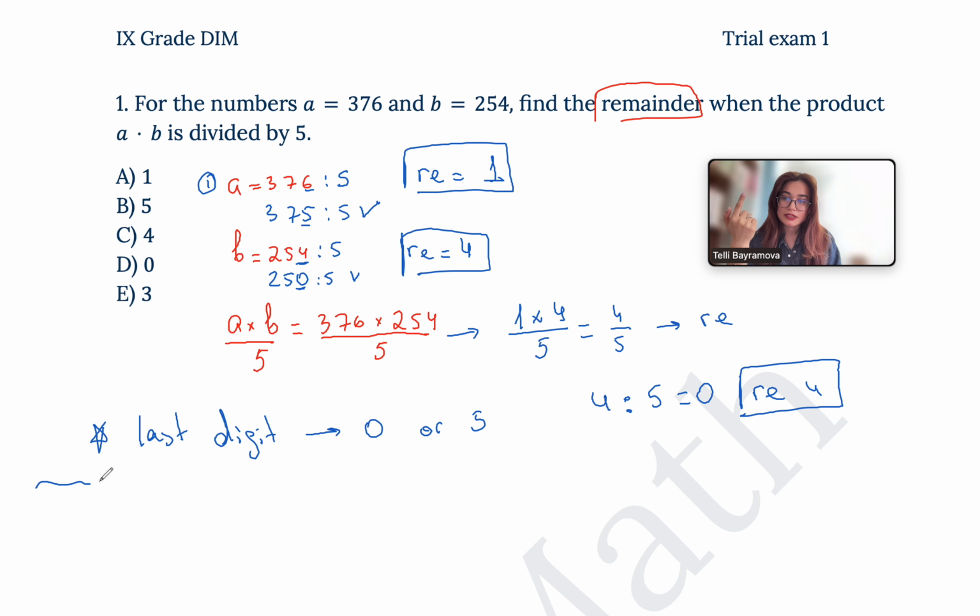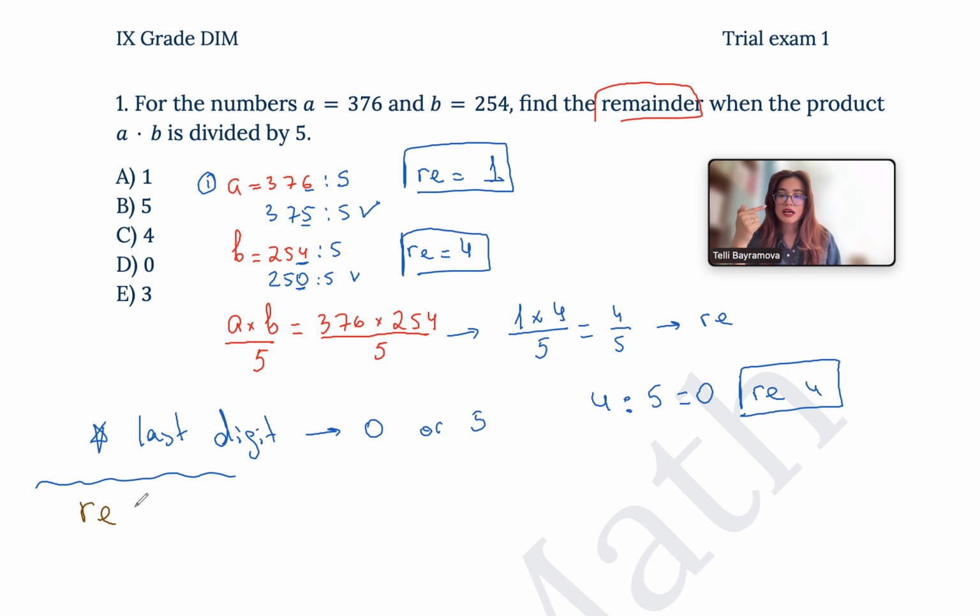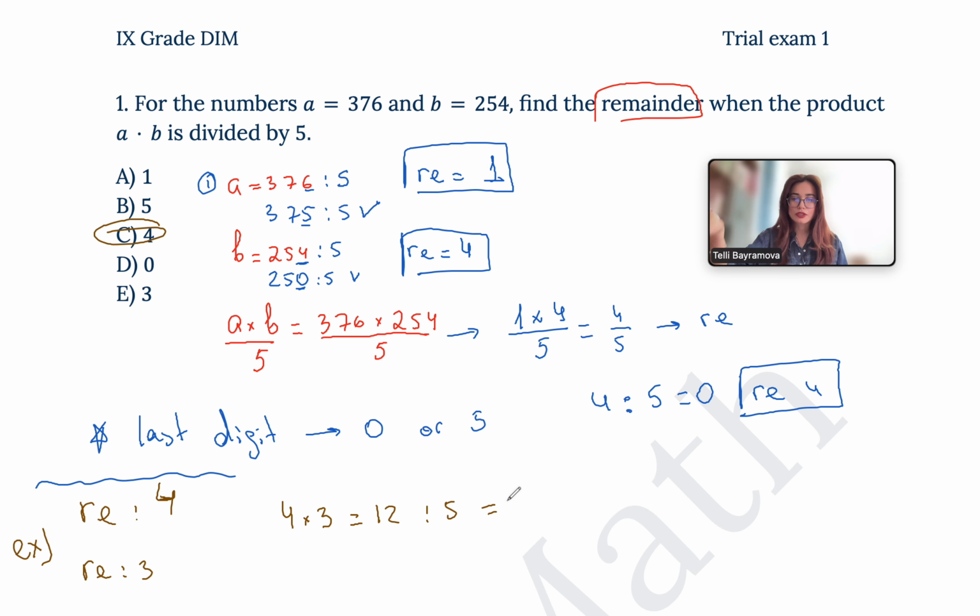But what if the question is like this? Let's say you got remainders 4 and another remainder 3. It's just an example, guys, not related to the first question. We have done the first question, the remainder is 4, so the answer is C. But if the remainders are 4 and 3, then you multiply 4 by 3. 4 times 3 equals 12. 12 divided by 5 is what? 2. You don't care about whatever the quotient is, but you know that 10 is divisible by 5, right? So the remainder is 2, okay?